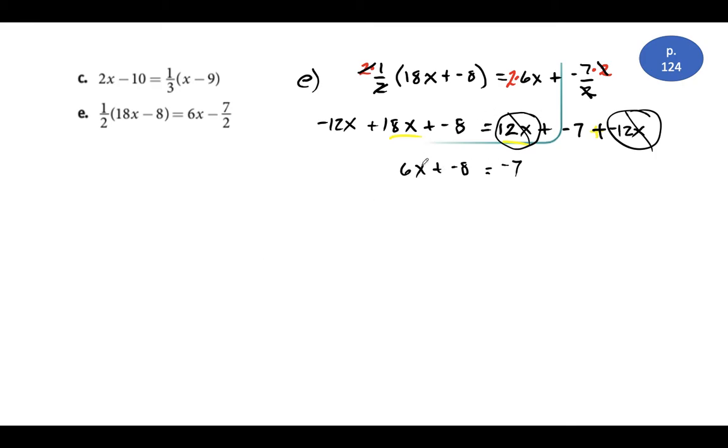All right, now that I have all my variables on one side, I can worry about isolating the variable, getting this x by itself. So let's add 8 to both sides. Negative 8 plus positive 8 eliminate each other. So I get 6x is equal to 1. Negative 7 plus positive 8 is 1. Divide both sides by 6. And I get x is equal to 1/6.